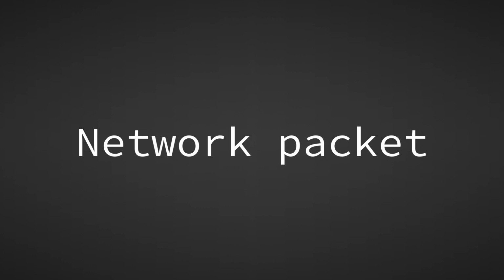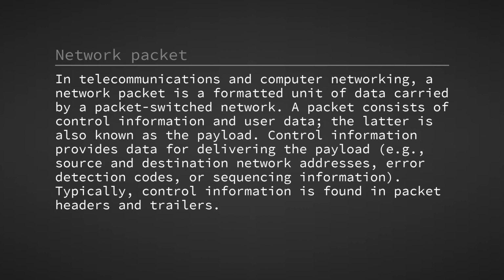Network packet. In telecommunications and computer networking, a network packet is a formatted unit of data carried by a packet-switched network. A packet consists of control information and user data. The latter is also known as the payload. Control information provides data for delivering the payload, e.g., source and destination network addresses, error detection codes, or sequencing information. Typically, control information is found in packet headers and trailers.